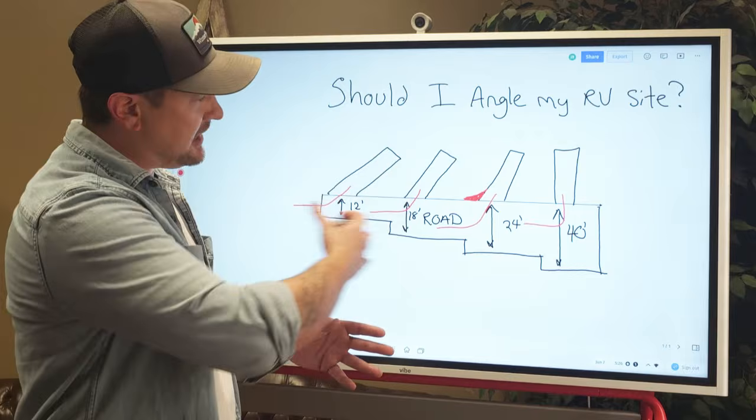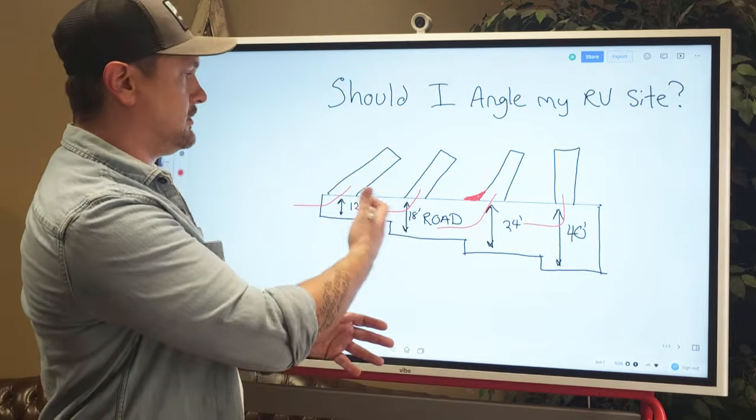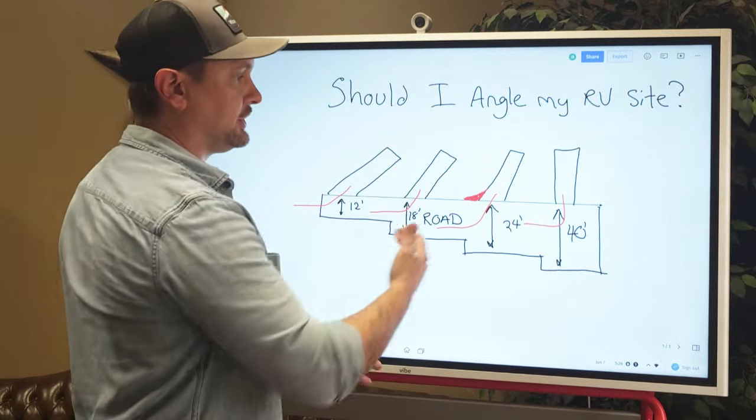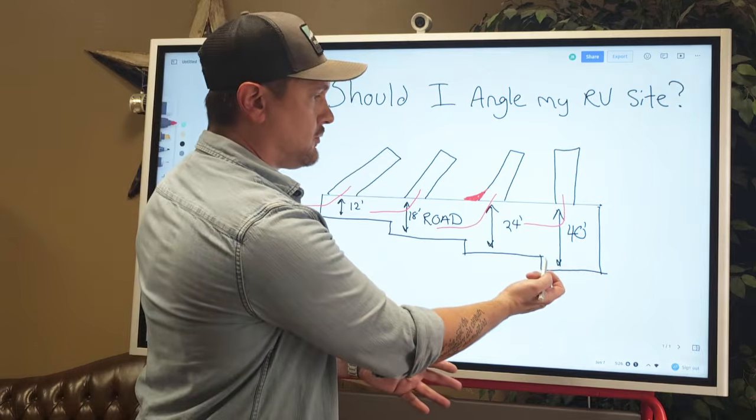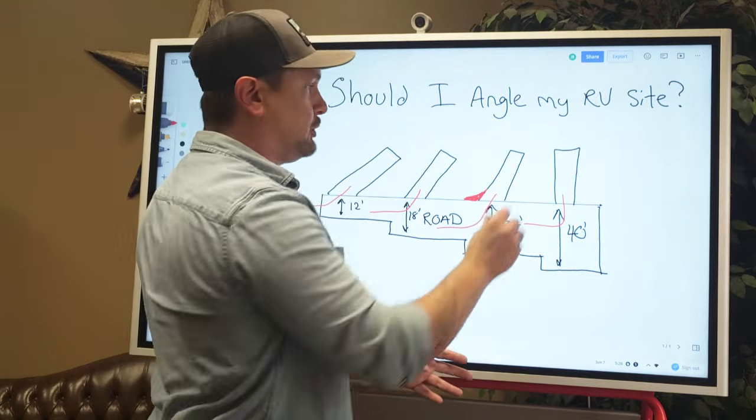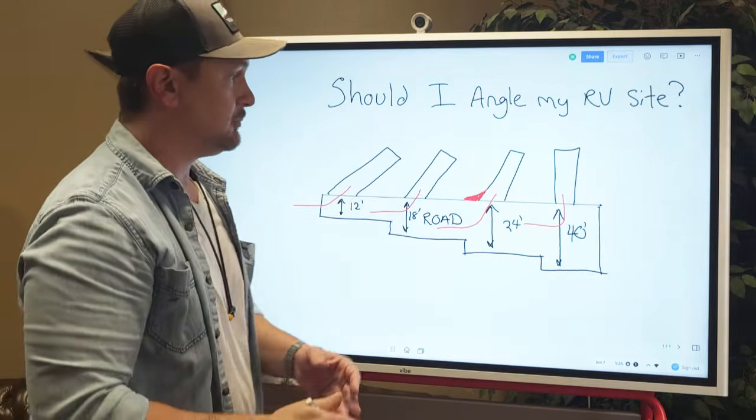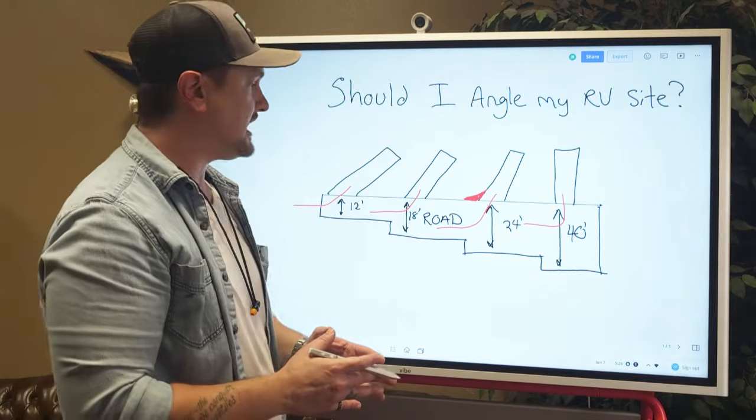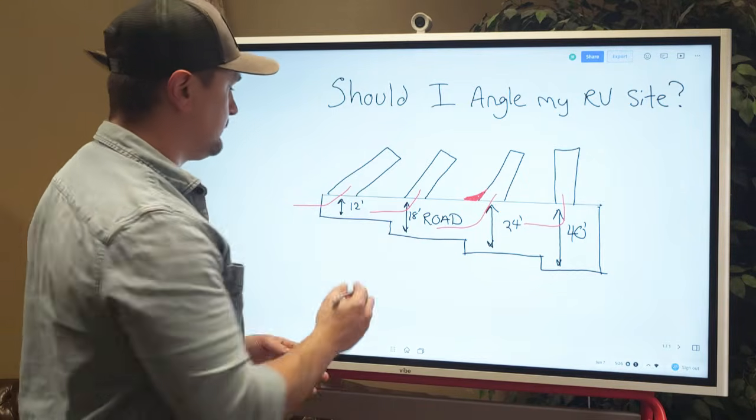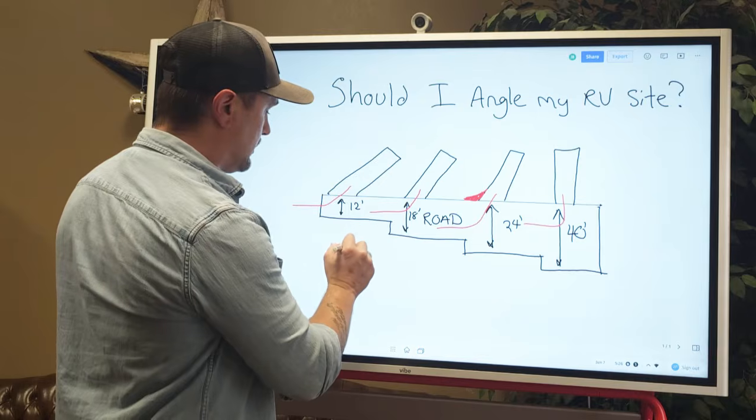So I hope that helps explain the road width confusion. If you've got a 40-foot road, you've got plenty to put in these sites, okay? But there's other things to think about instead of just width of road, okay?